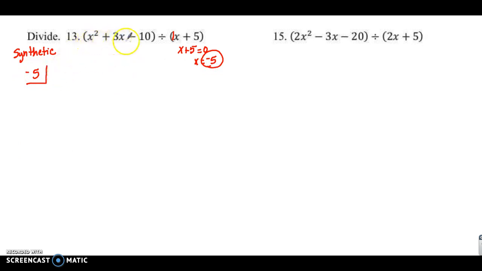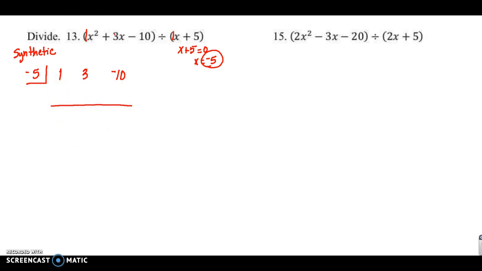Then I'll take only the coefficients of my numbers. So I'm going to have an x, a 3, and a negative 10x. Sorry, a 1, a 3, and a negative 10. So I'm going to have a 1. I'm going to leave some space when I put my 3 so that this doesn't look like a 13. And then I'm going to have my negative 10.